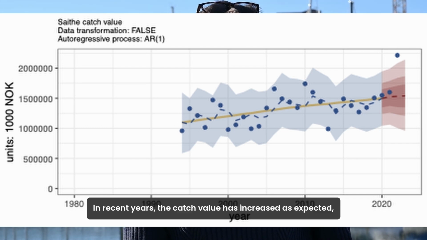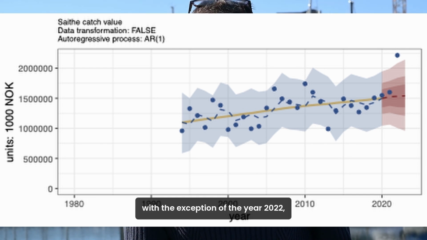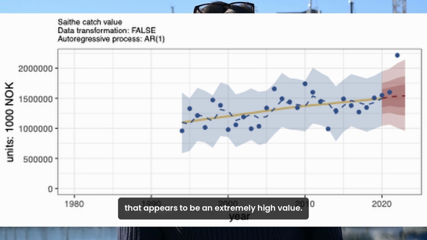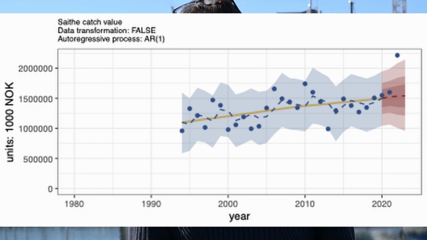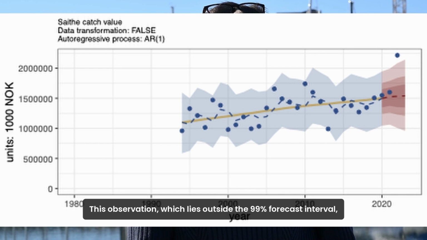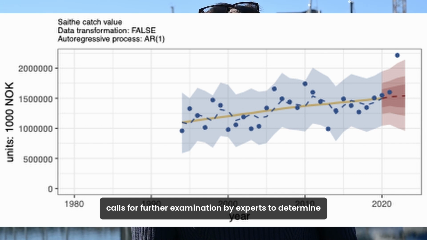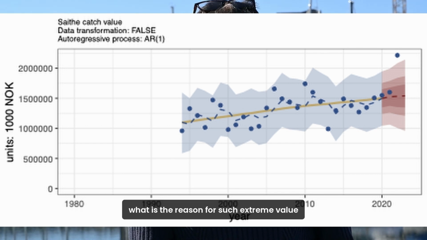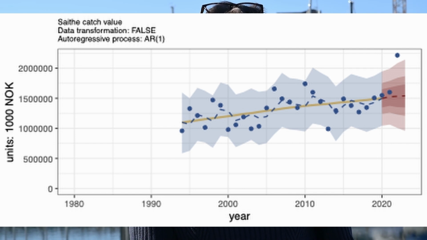In recent years, the catch value has increased as expected, with the exception of the year 2022, that appears to be an extremely high value. This observation, which lies outside the 99% forecast interval, calls for further examination by experts to determine what is the reason for such extreme value and what could be the implications.